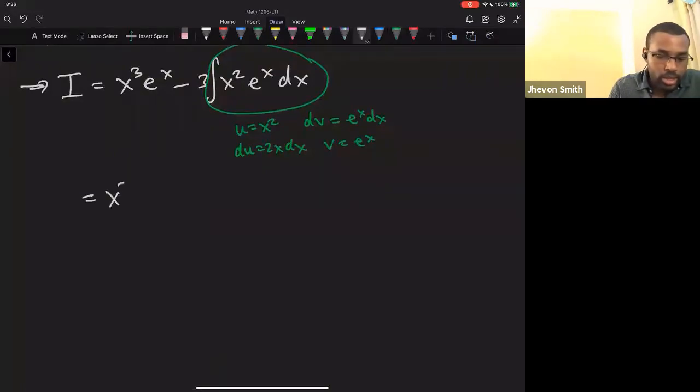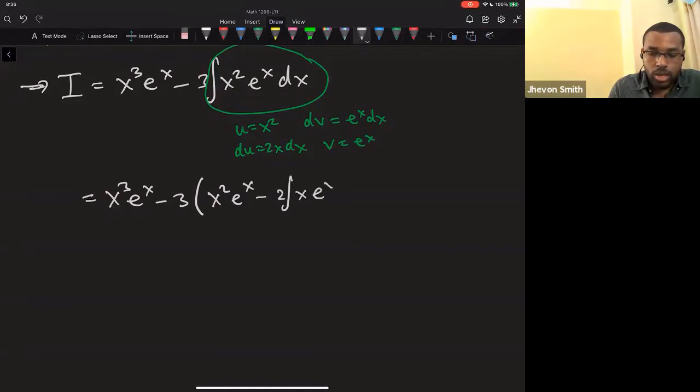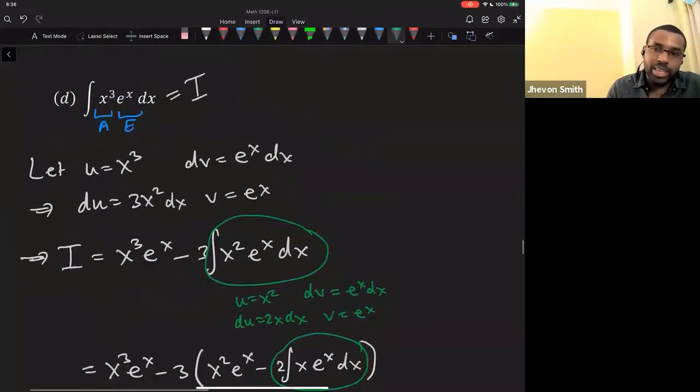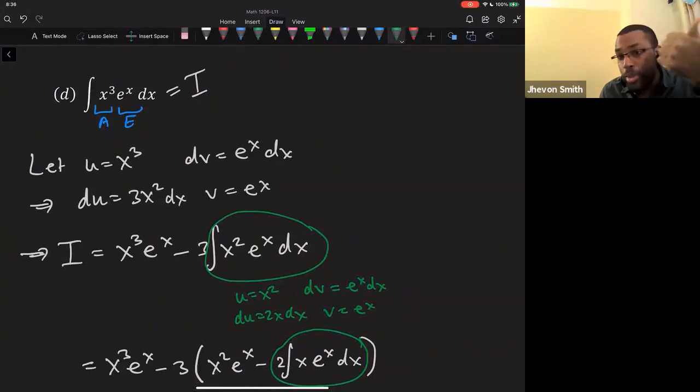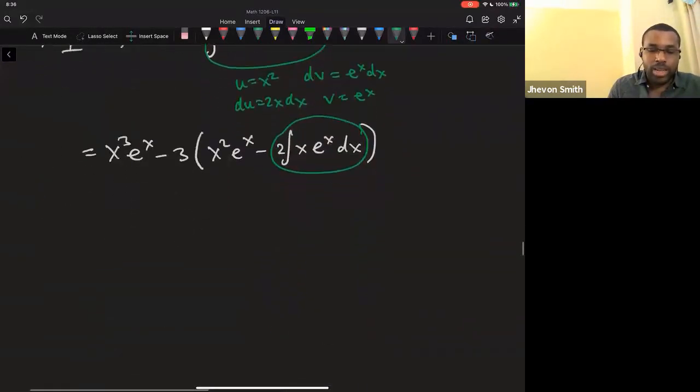So this is going to be x cubed e to the x minus 3 times u times v minus the integral of v du. Get a new integral. So again, an integration by parts. All right, but notice that we're progressively getting better here. We had an x cubed e to the x, then we went down to an x squared e to the x, then went down to an x e to the x. We actually know how to do x e to the x. We actually did that as an earlier example. So we know that we're at the last step.